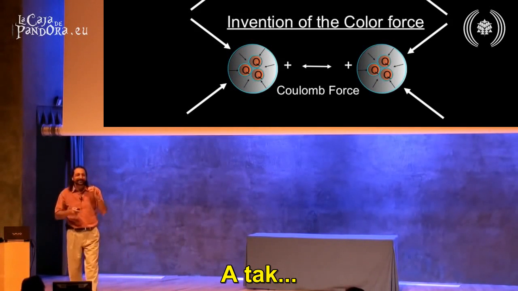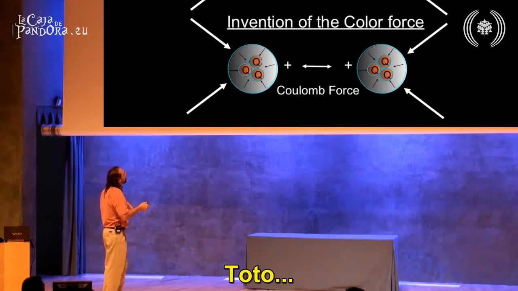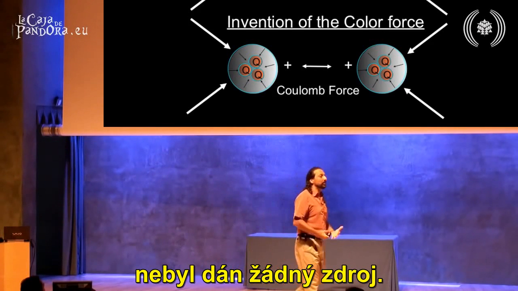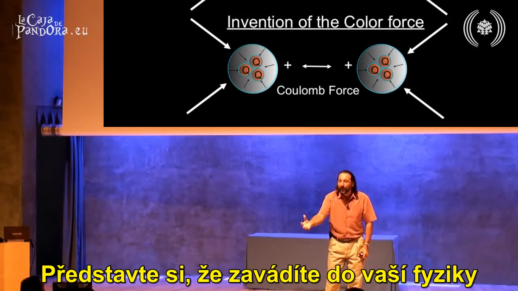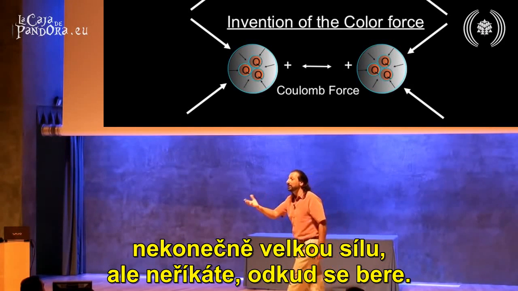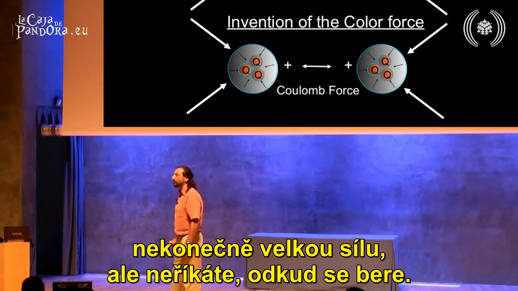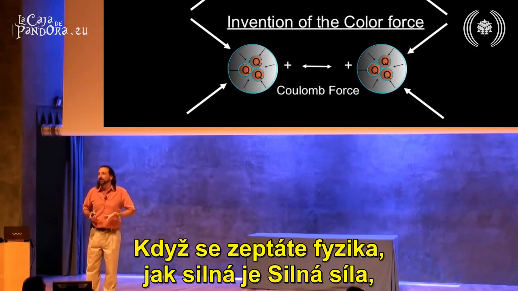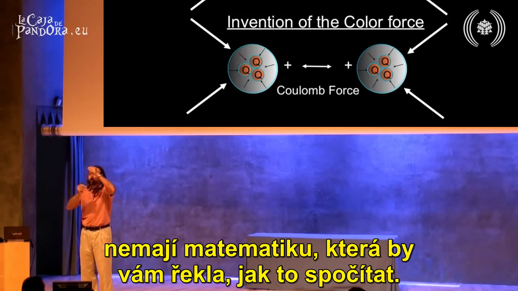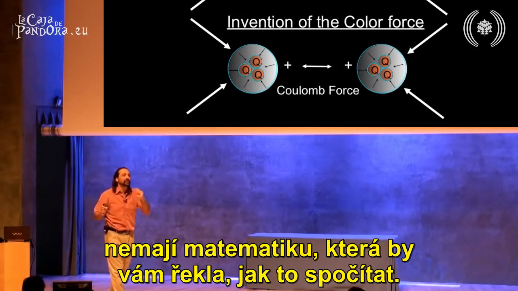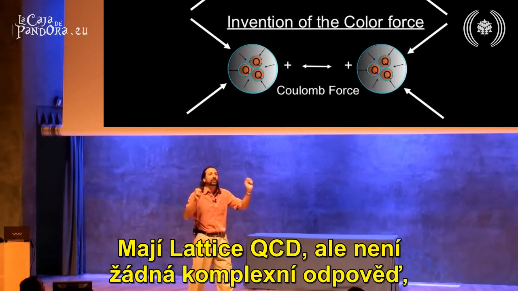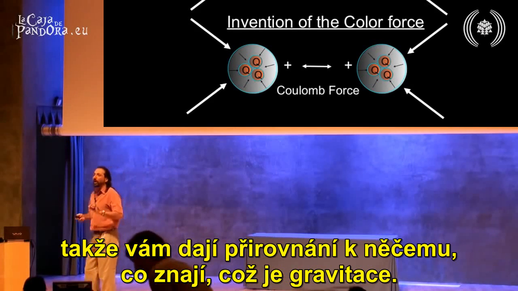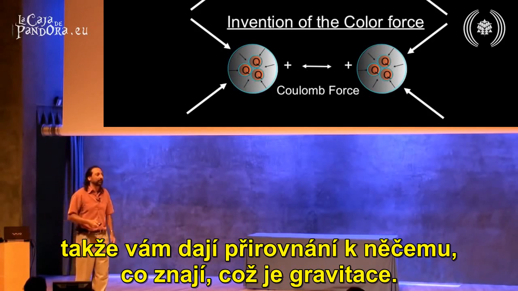And so this squishing was not given any source. Imagine throwing in your physics an infinitely strong force, but not saying where it came from. So obviously, when you ask a physicist how strong is a strong force, they don't really have math that tells you how to calculate it. They have lattice QCD, but there's no comprehensive answer. So they tell you a comparison to something they know, which is gravity.